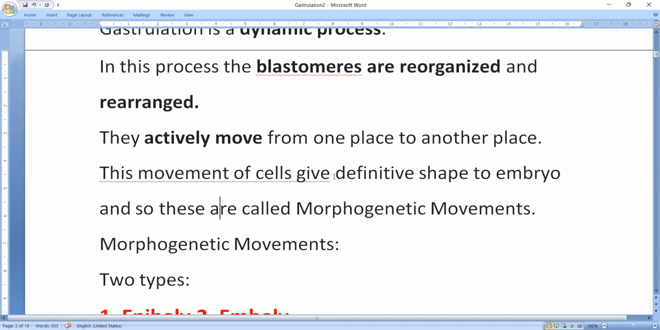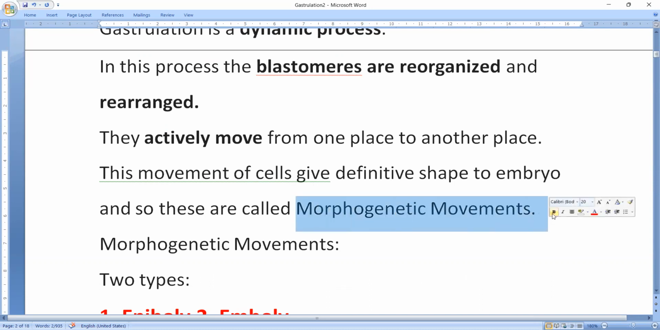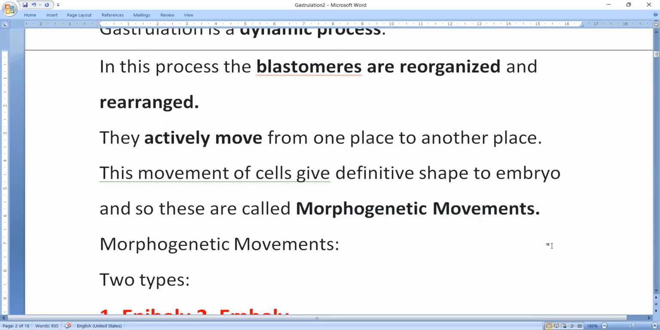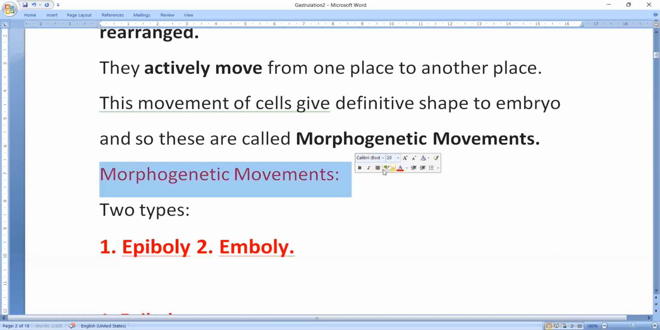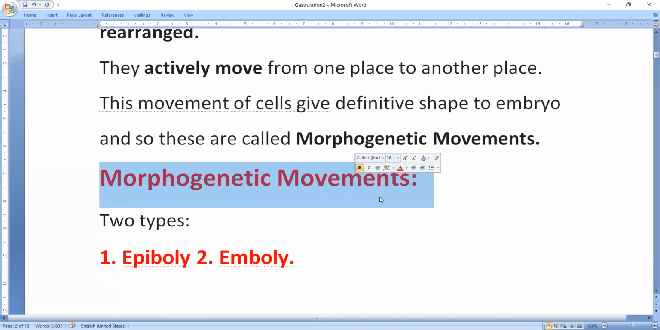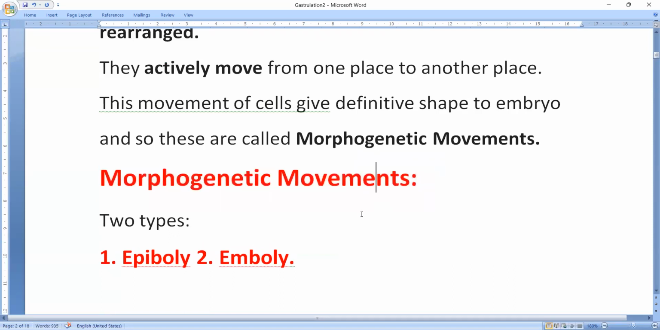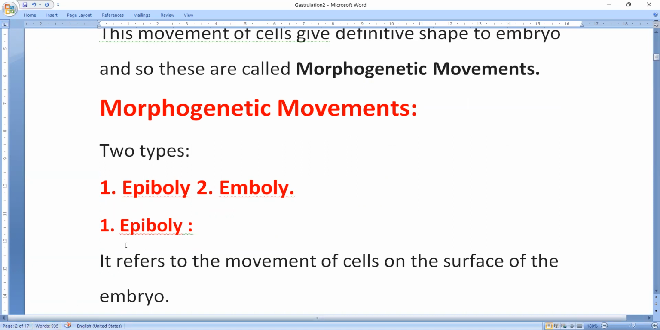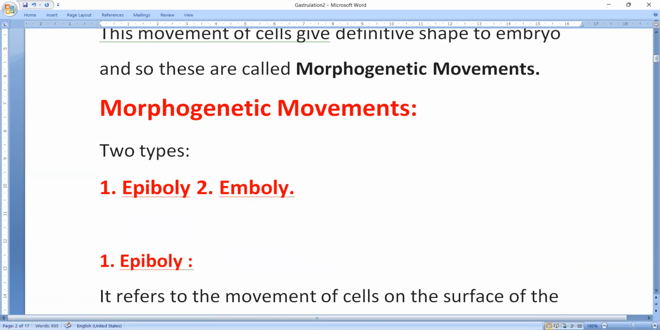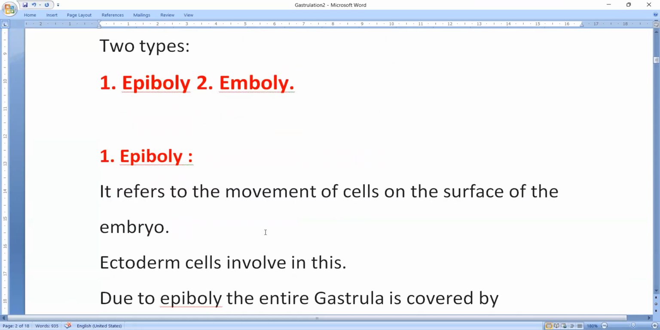This movement of cells gives a definitive shape to the embryo, and so these are called morphogenic movements. You remember, the cell movements that occur in gastrulation are called morphogenic movements. Simple. So how many types of morphogenic movements are seen? There are many kinds, but basically there are two kinds of morphogenic movements. One is epiboly, another one is emboly.